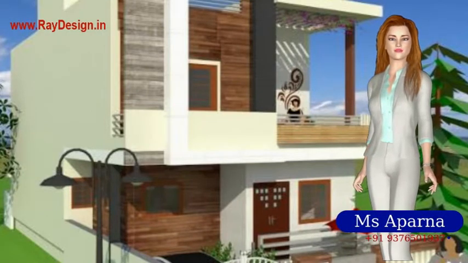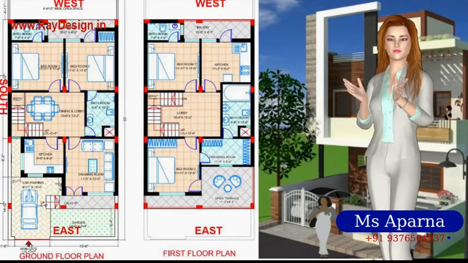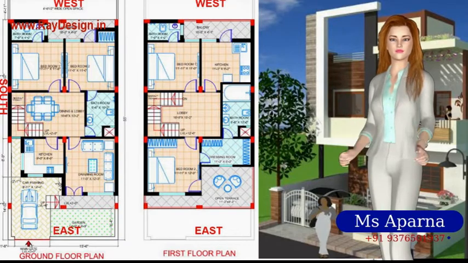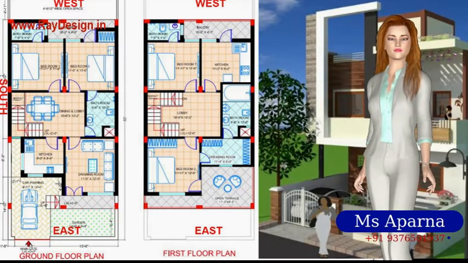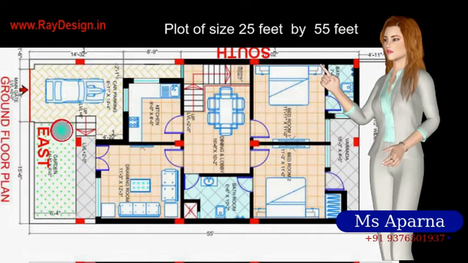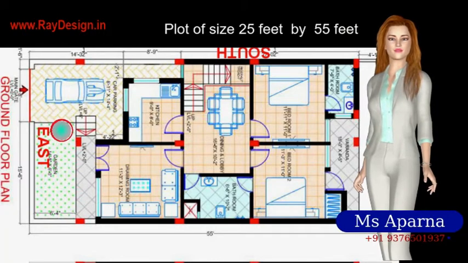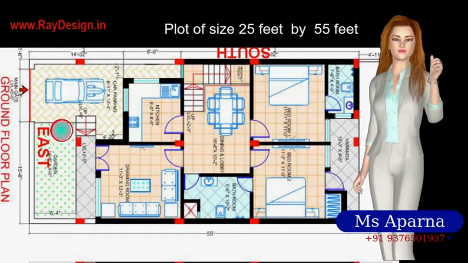Today we will learn the basic planning process for a bungalow design on a rectangular plot. Let us assume a plot of size 25 feet by 55 feet, around 1375 square feet. As per Vastu, the main entry door needs to face east. So if the road is on the east side of the plot, then it is best.